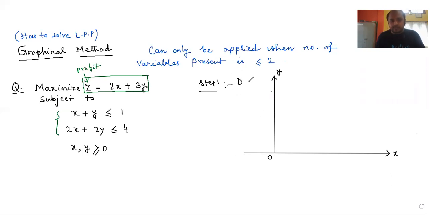So step number 1 is draw axis. Step number 2, put straight lines. You know that although these are inequations, if I omit the inequality part in my mind, and consider the equality portion only, and since these equations are linear equations, they actually represent a straight line.